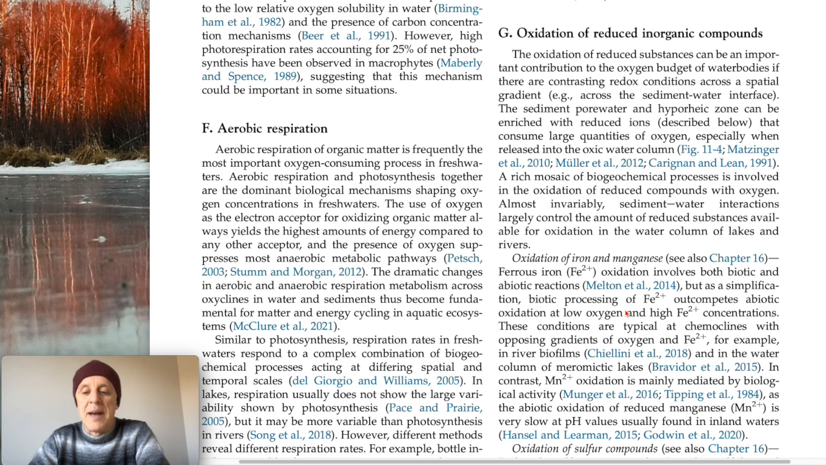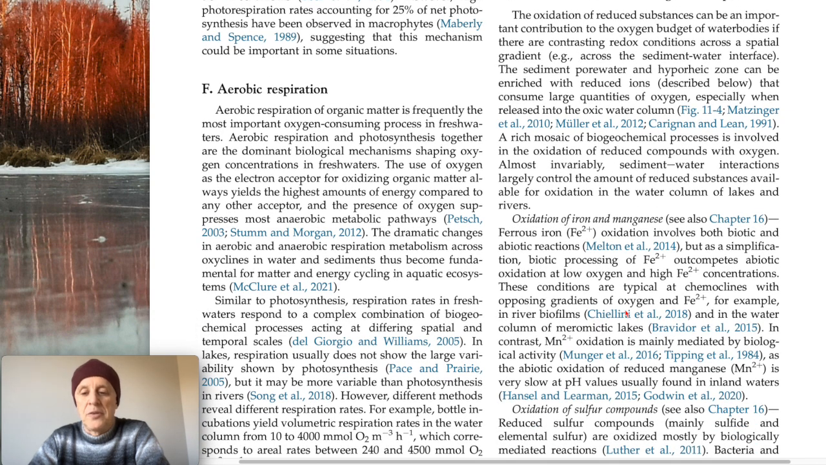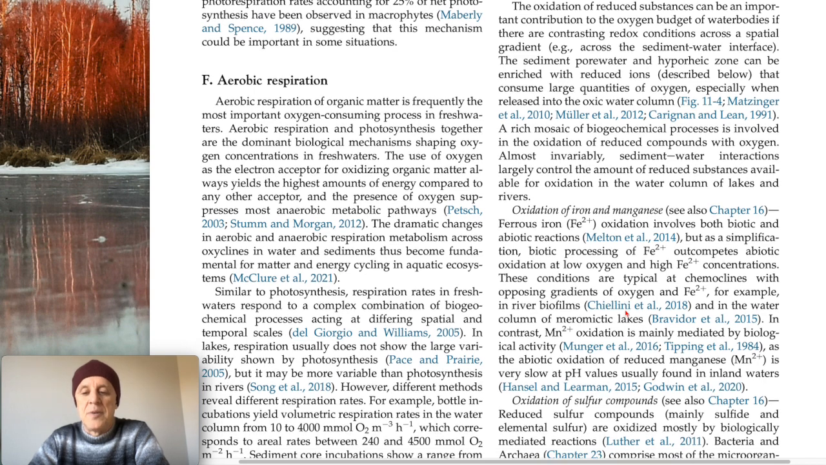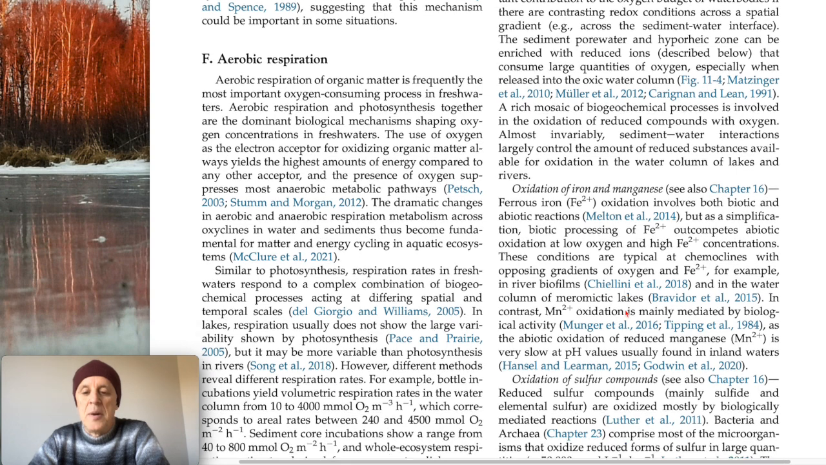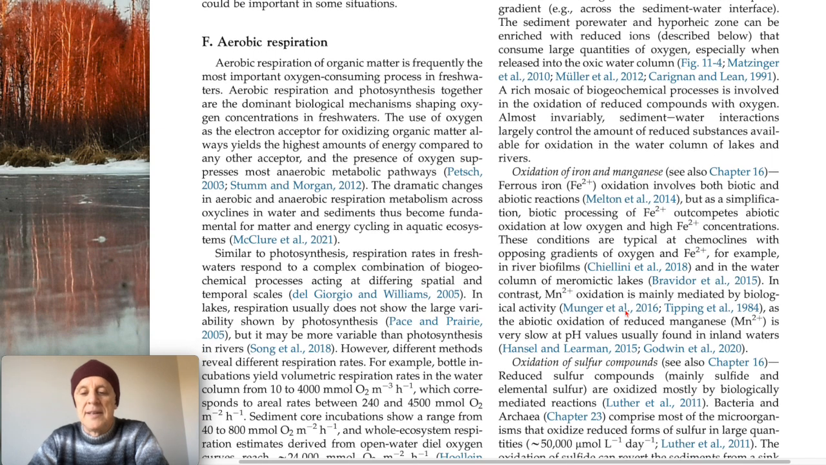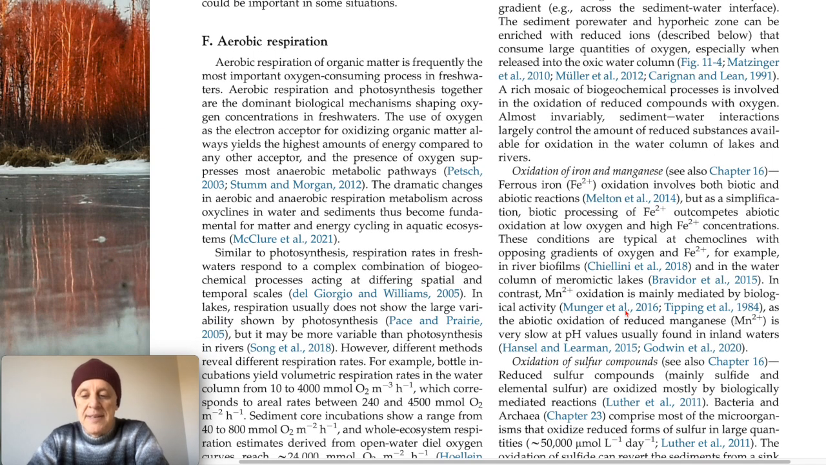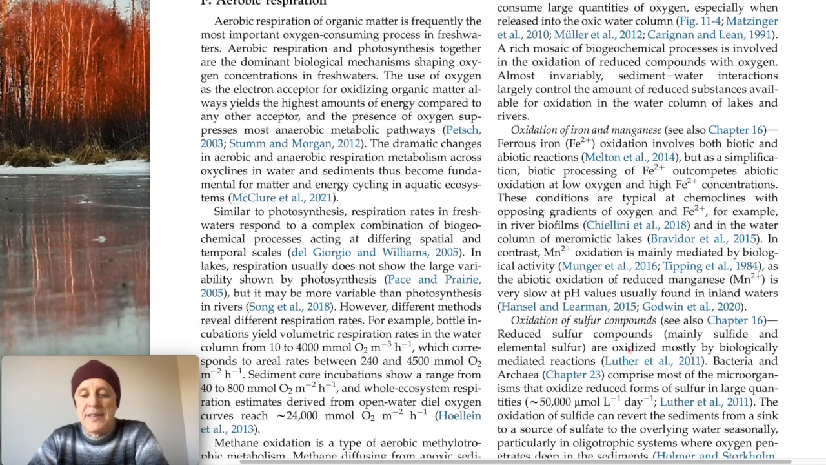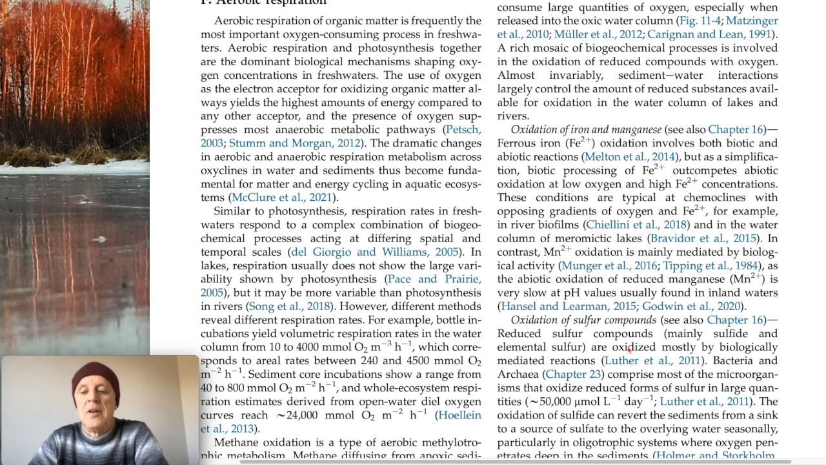Oxidation of iron and manganese. Ferrous iron, Fe2+, oxidation involves both biotic and abiotic reactions. But as a simplification, biotic processing of ferrous iron outcompetes abiotic oxidation at low oxygen and high ferrous concentrations. These conditions are typical at chemoclines with opposing gradients of oxygen and ferrous iron, for example, in river biofilms and in the water column of meromictic lakes. In contrast, manganese ion oxidation is mainly mediated by biological activity, as the abiotic oxidation of reduced manganese, Mn2+, is very slow at pH values usually found in inland waters.